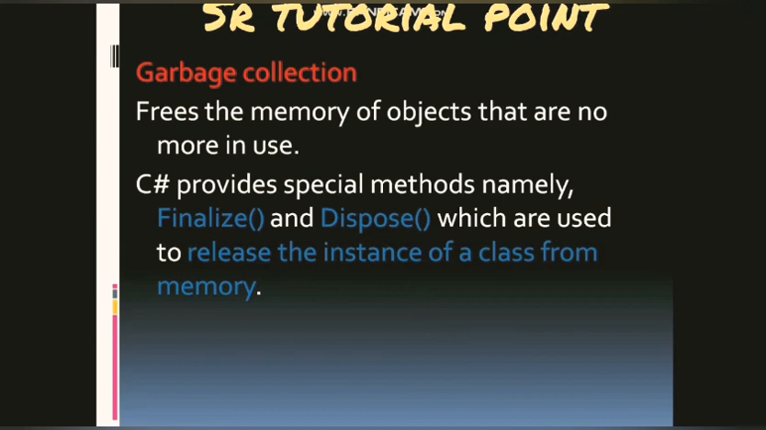Unlike the Finalize destructor, the Dispose method is not called automatically. When taking the Finalize destructor, it is automatically called, and the garbage collector of the CLR releases the object from the memory.